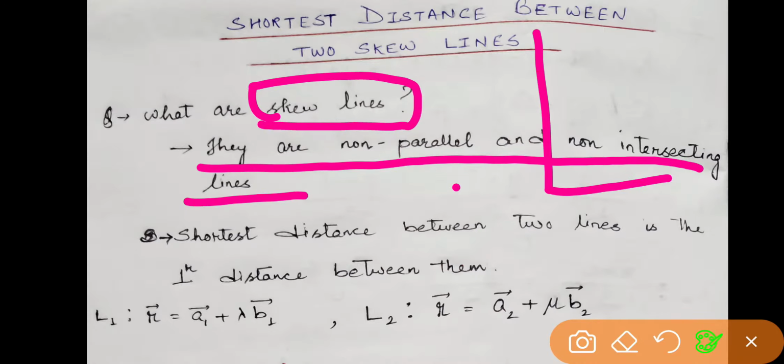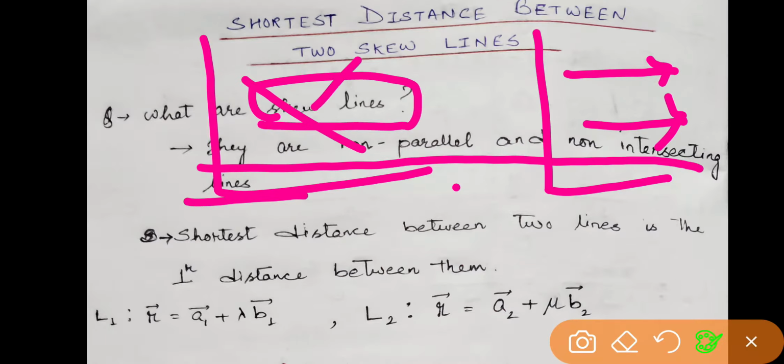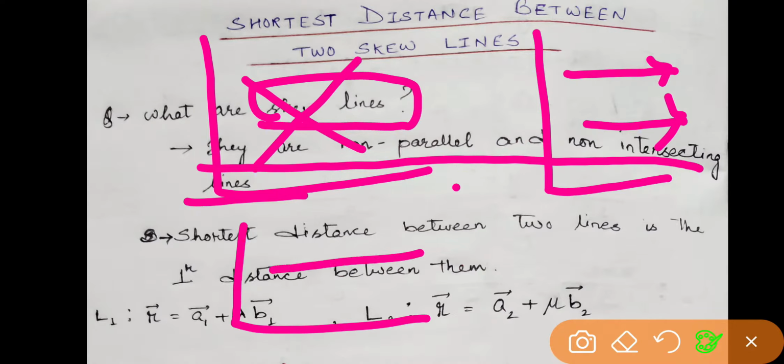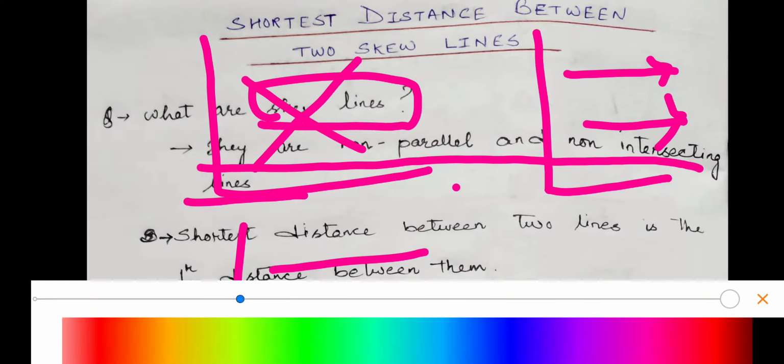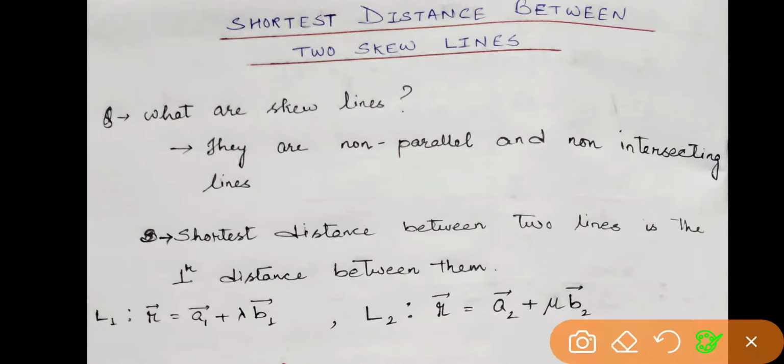In two dimension, we had three cases. One is parallel lines. The other case was intersecting lines. The third case was collinear lines. Now in 3D, we will be having skew lines, and we will be having intersecting lines.